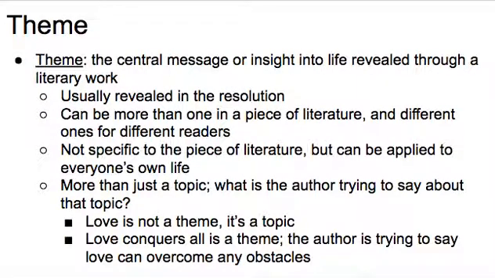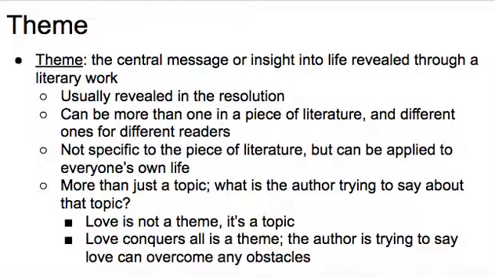So it's an insight into life revealed through a literary work. So if you think of like Dora the Explorer or those kids shows that at the end are like, what did we learn? And then they're like, we learned to be nice to our friends. That's a theme. It's usually revealed in the resolution, although sometimes text can do things differently.